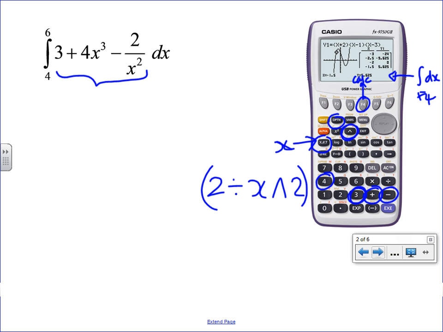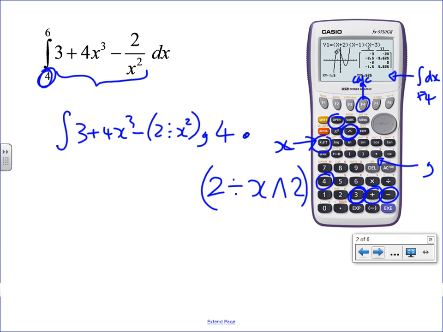And then you use the comma button, so this is here, the comma, and you put a comma after you put the function, so you've got your integral 3 plus 4x cubed minus 2 divided by x squared, and then you put a comma, and then you put 4, which is this bottom number here, and then another comma, and then 6, which is this top one, and then you can press exe, and it will give you the answer. So that's going to be a way of checking that you've got the right answer, but obviously we do need to know how to actually do it using your pen, so we'll show you that now.